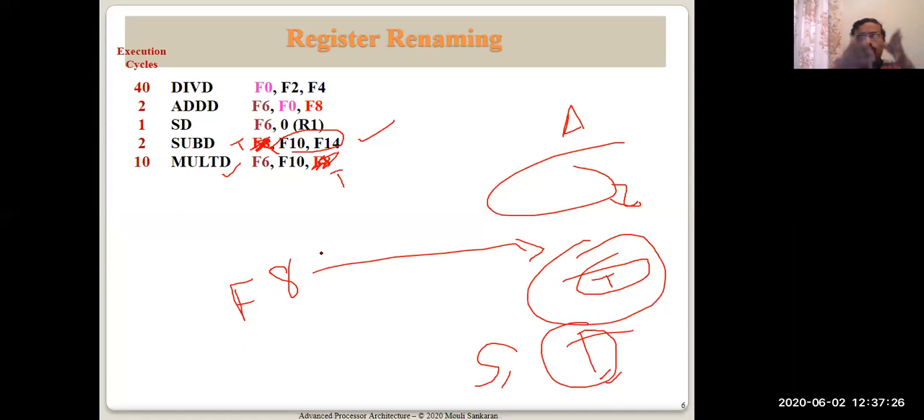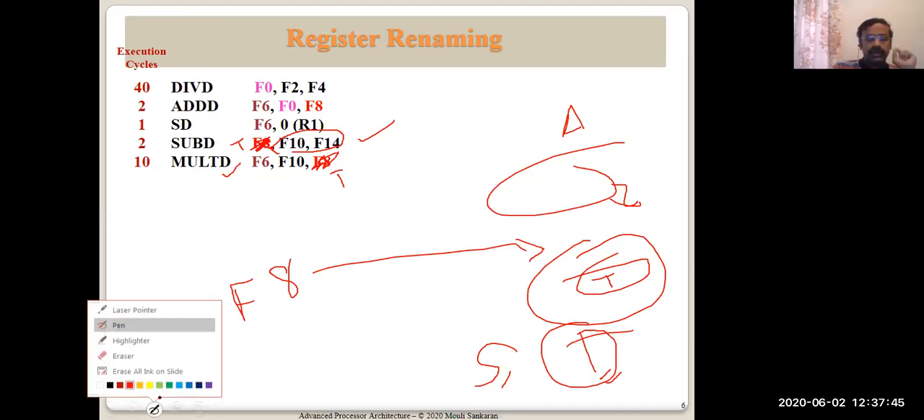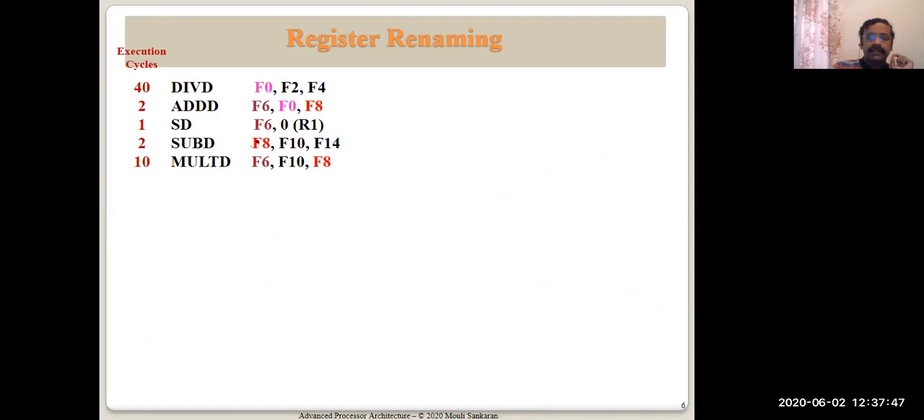Imagine the CPU is going into the register set, instructions after decoding and changing those register values. Instead of F8, it is going to use T going forward. Now, look at the advantage of this. This has become T. This guy has become T.